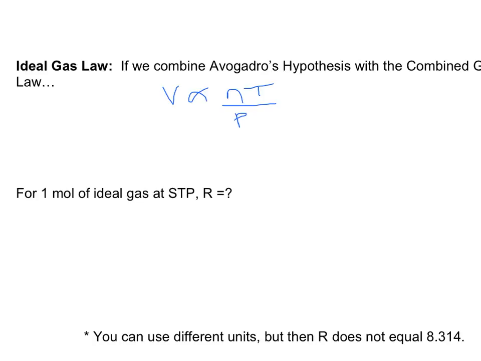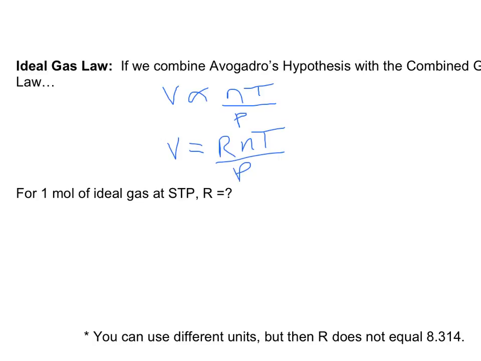To get rid of the proportionality sign, the little fish, and make it an equal sign, we need to introduce a constant. Most people would think it's a k, but because this is a special law, the constant we introduce is actually R, and this is the first constant we're actually going to learn what the value is and use it in the equation. We're not going to do our math magic and get rid of it. So V is going to equal RnT over P.